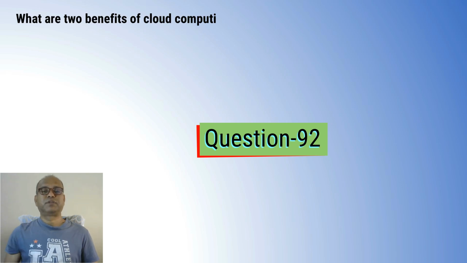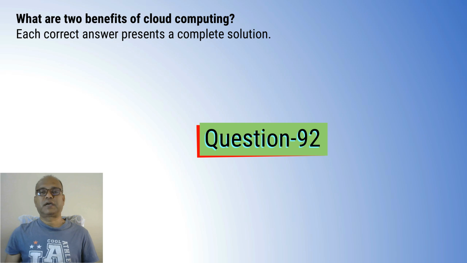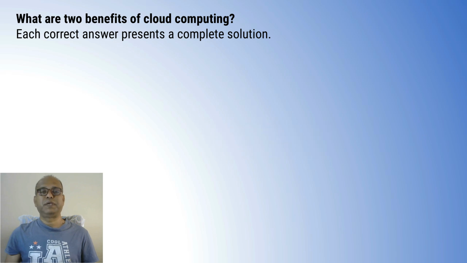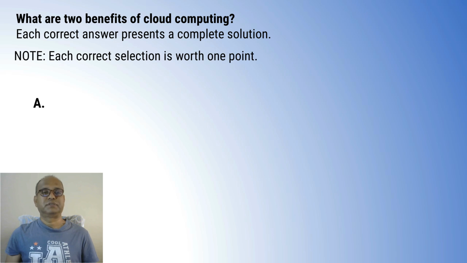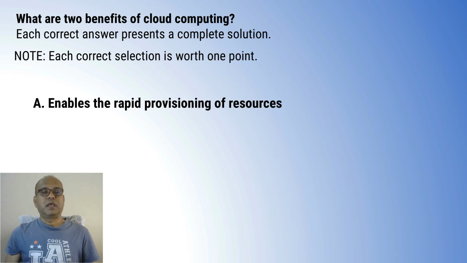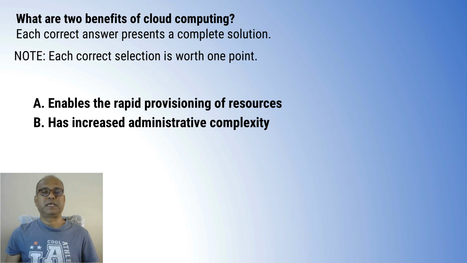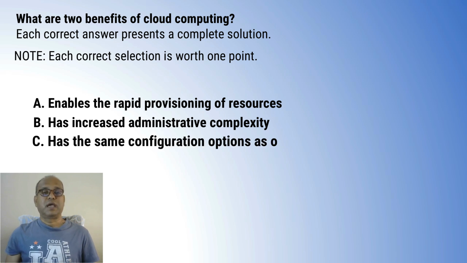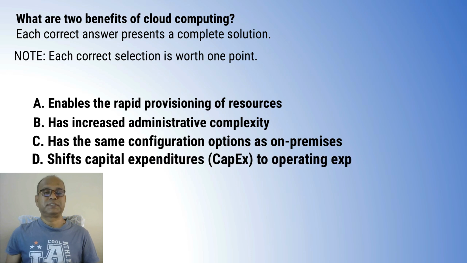What are two benefits of cloud computing? Each correct answer presents a complete solution. Note: each correct selection is worth 1 point. Option A enables rapid provisioning of resources. Option B has increased administrative complexity. Option C has the same configuration options as on-premises. Option D shifts capital expenditures CapEx to operating expenditures OpEx.